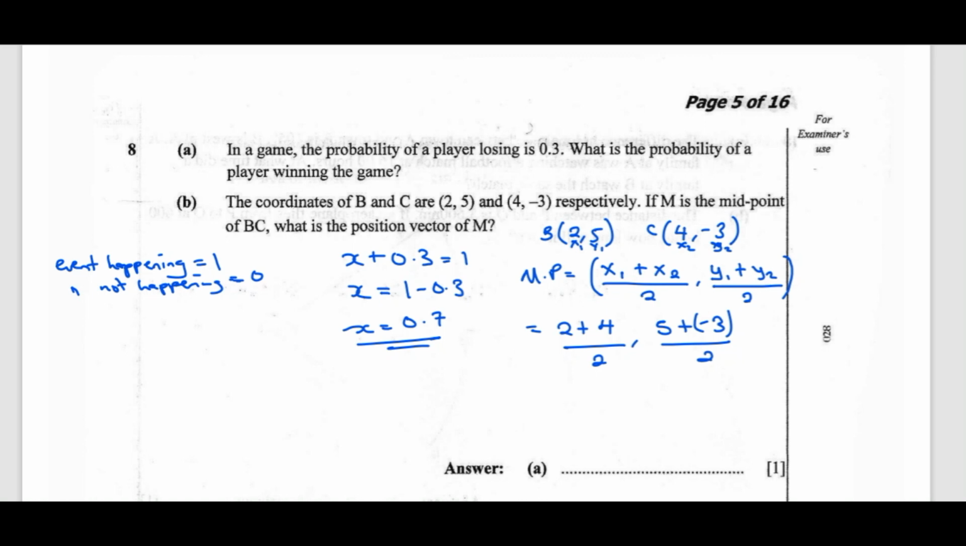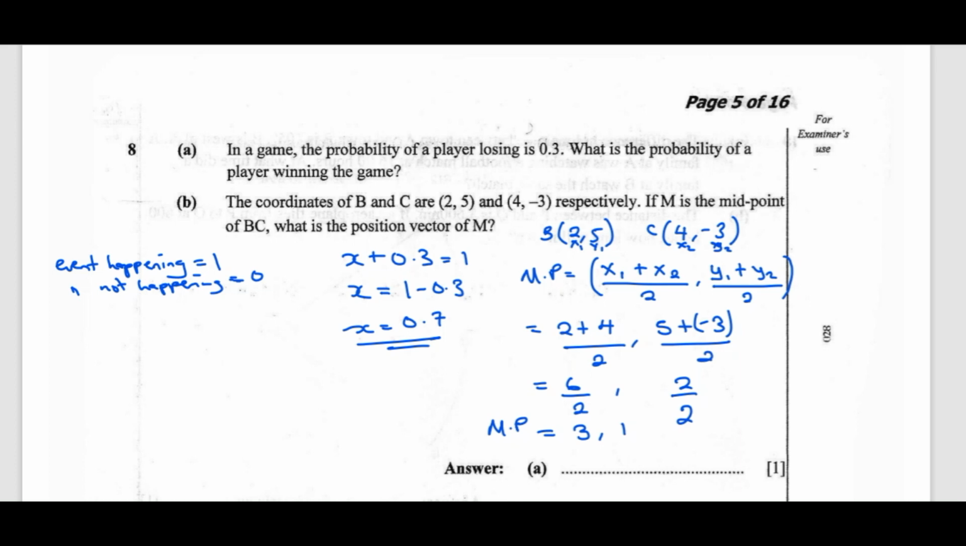So we can solve for this. 2 plus 4, that is 6 over 2. And then we have a positive and a negative, so we're going to subtract. 5 plus negative 3 will give us 2 over 2. When you reach this stage, it means that you can reduce. 2 into 6, it is 3. And 2 into 2, it is 1. So this is the midpoint.